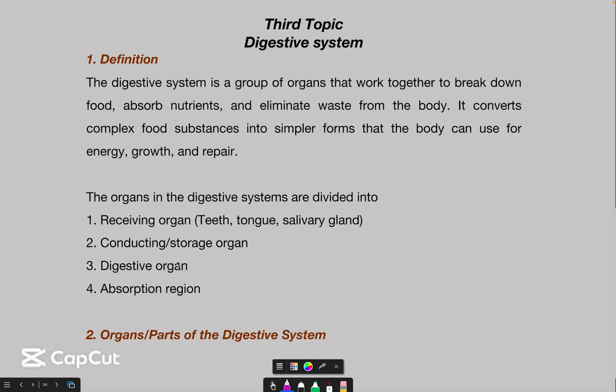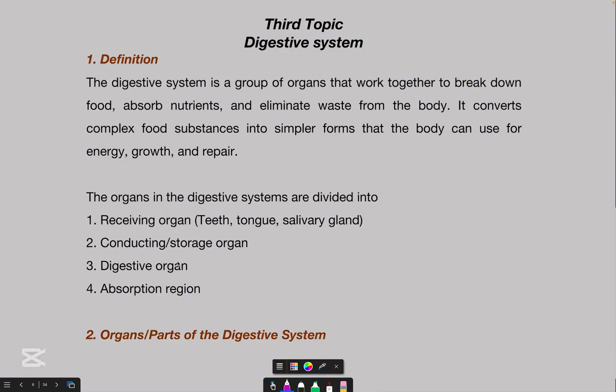Third topic. The third topic is on the digestive system. Now, the question is, what is the digestive system? Like we said earlier, a system is made up of a group of organs that carry out similar functions in the body. So the digestive system is a group of organs that work together to break down food, absorb nutrients, and eliminate waste from the body.